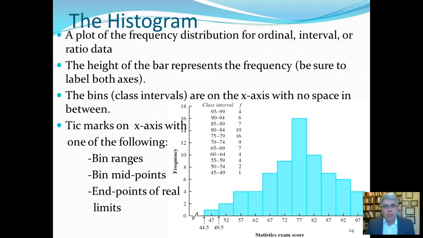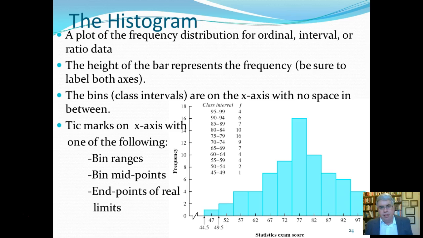Let's look at another way of graphing or drawing frequency distributions. Let's look at the histogram. This is one of the most important and most useful ways of describing frequency distributions. It's especially for ordinal, interval, or ratio data, so data that has an order to it that goes from one end to another.